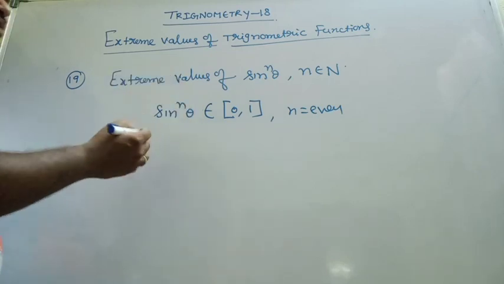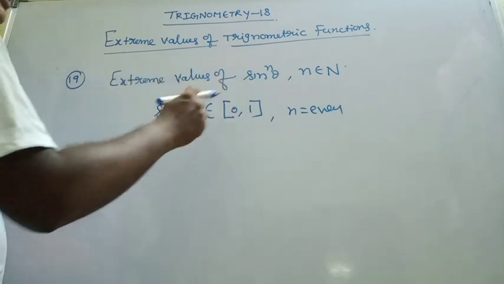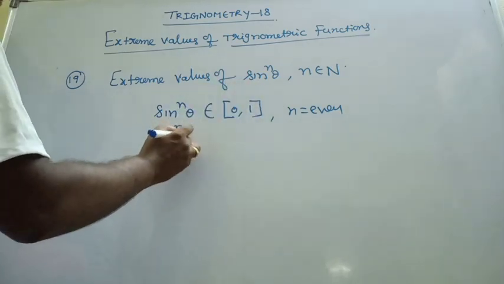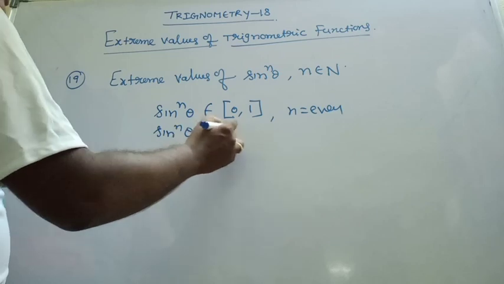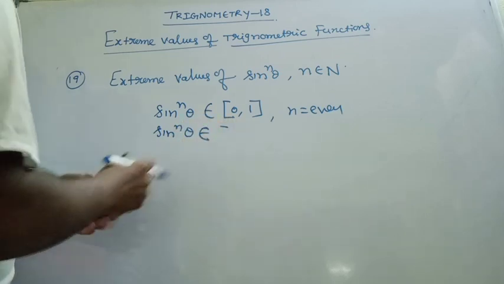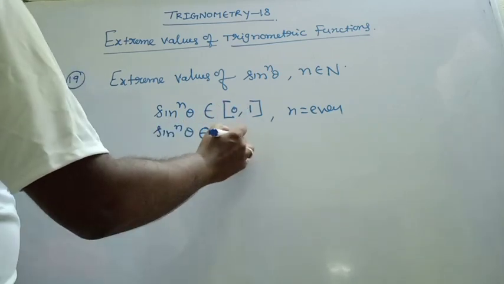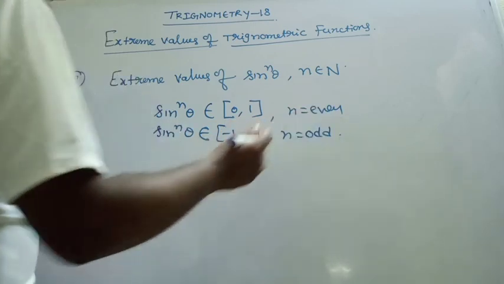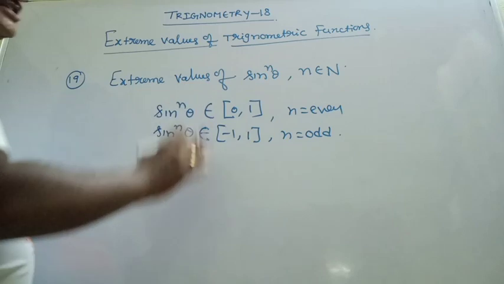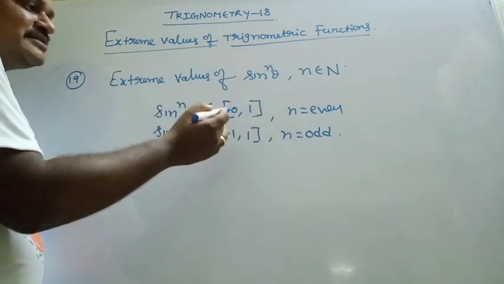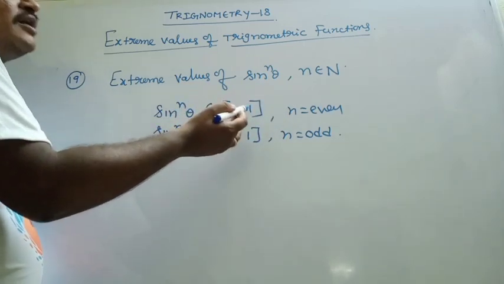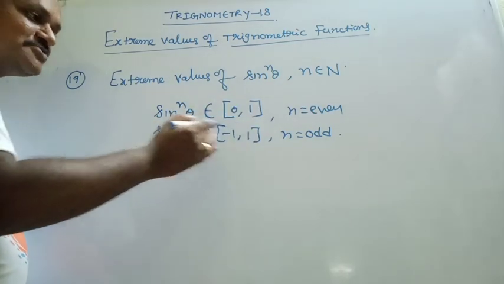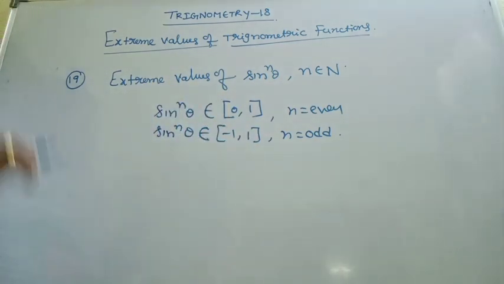Sine power n theta belongs to 0 to 1 when n is even, and sine power n theta belongs to minus 1 to 1 when n is odd. When n is even, the extreme values are a minimum of 0 and a maximum of 1. When n is odd, the minimum value becomes minus 1 and the maximum value becomes plus 1.